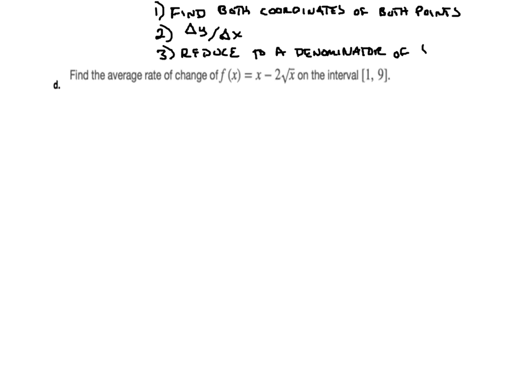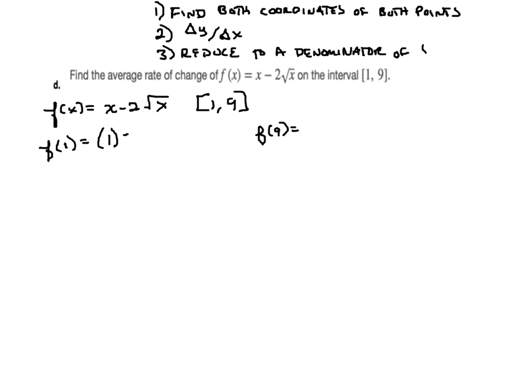Okay, so I've been asked to find the average rate of change on this function here. F of x is equal to x minus 2 square root x on the interval from 1 to 9. So what I have to do first is find f of 1, and I have to find f of 9. So f of 1, I'm going to plug in 1 wherever I see x in the function. So 1 minus 2 times the square root of 1.